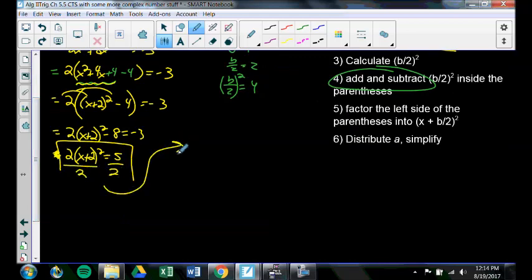I'll come over here. So x plus 2 squared equals 5 over 2. Square root both sides. x plus 2 equals plus or minus the square root of 5 over 2. And so x will equal negative 2 plus or minus the square root of 5 over 2. Calculate that decimal if you'd like, but there we have it. That's the other method of completing the square.